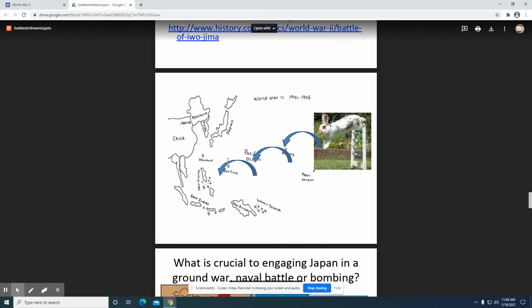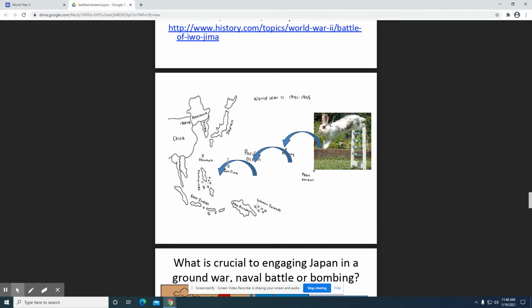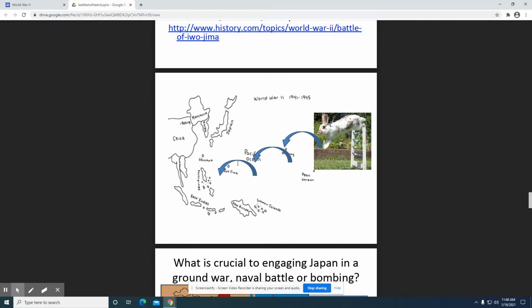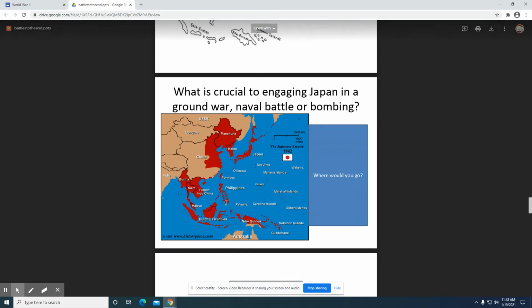So for Japan, and I didn't focus too much on all of the battles, but the overall strategy here is you want to go one island at a time, and then when you get to Japan, you need to make a decision. What are you going to do? What is crucial to engage Japan in a ground war, naval battle, or bombing? How are you going to attack this particular area? It is going to be complicated.